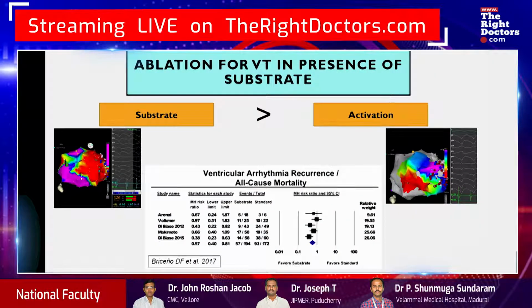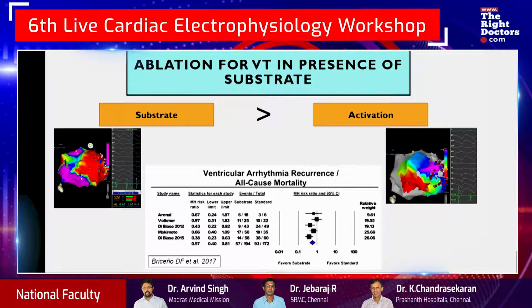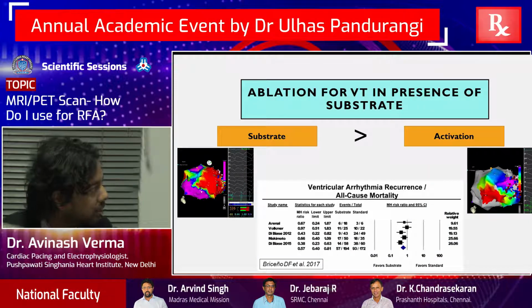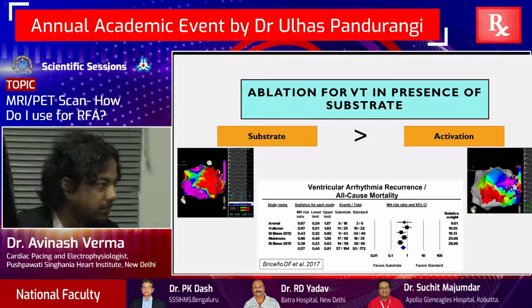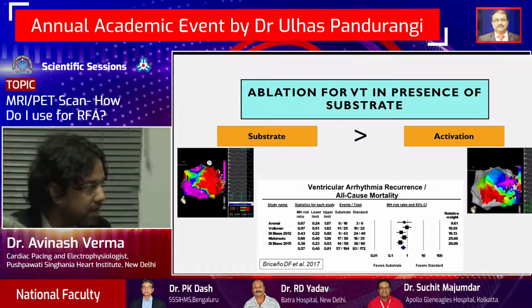So when we talk about integrating MRI for ablation, I'm talking about integrating MRI for deciding what the strategy should be for ablating ventricular substrate, like ventricular tachycardia. I'm not talking about using MRI to integrate the LA map for AF ablation. That's a separate thing. So we are talking about ablating VT. There lies the importance of MRI for doing RFA.